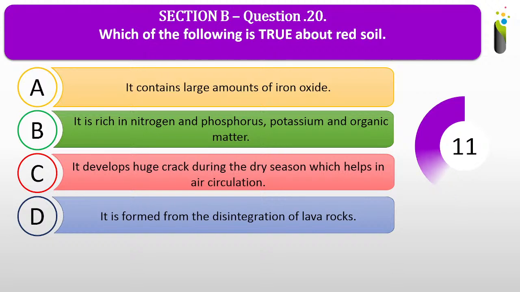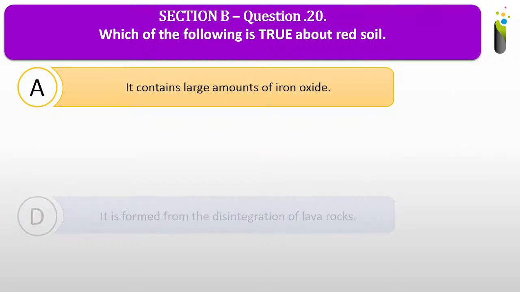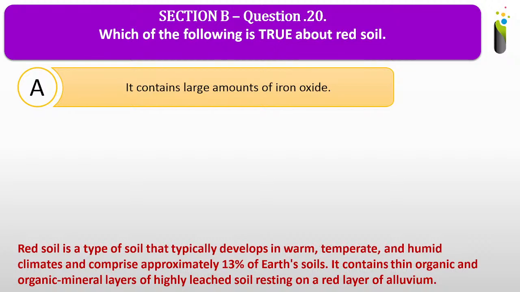And the correct answer for question number 20 is A. It contains large amounts of iron oxide. See, red soil is a type of soil that typically develops in warm, temperate, and humid climates and comprises approximately 13% of the Earth's soils. It contains thin organic and organic mineral layers of highly leached soil resting on a red layer of alluvial. That makes it red.